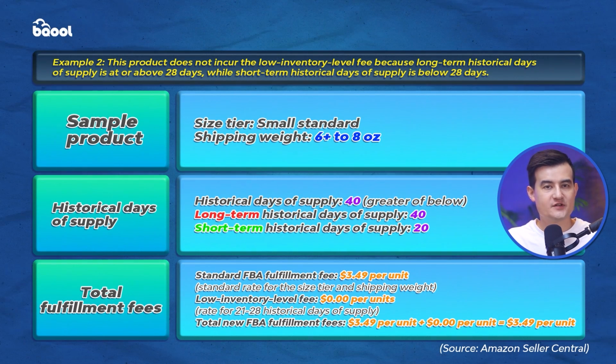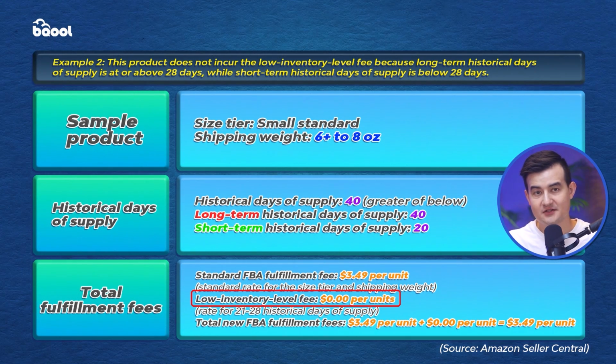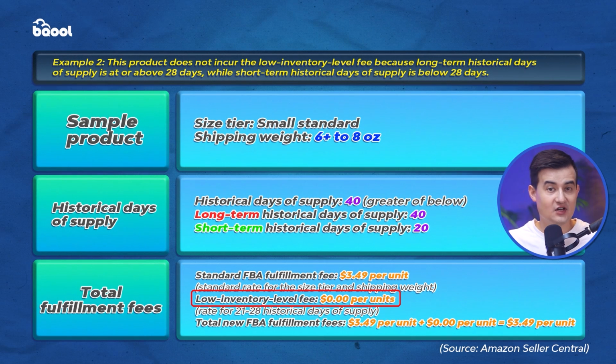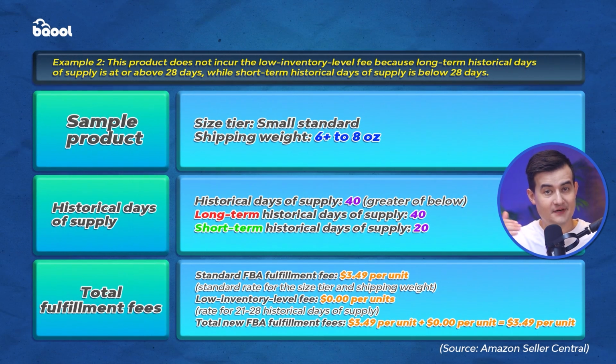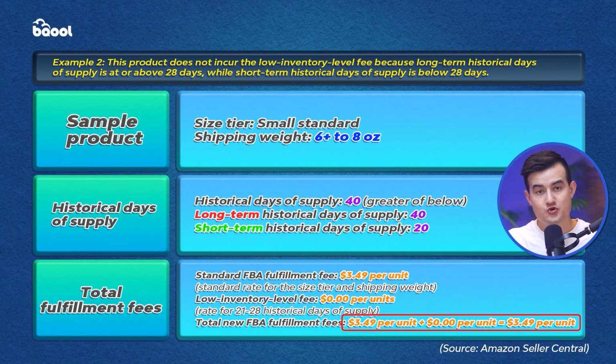Let's still go through and calculate the fulfillment fees for this product. For this sample product, our standard fulfillment fee is $3.49 per unit, and our low inventory level fee is $0.00 per unit because the long-term historic days is above 28 days of supply. The new total FBA fulfillment fee for this product will be $3.49 plus 0, which will be the standard $3.49 per unit.